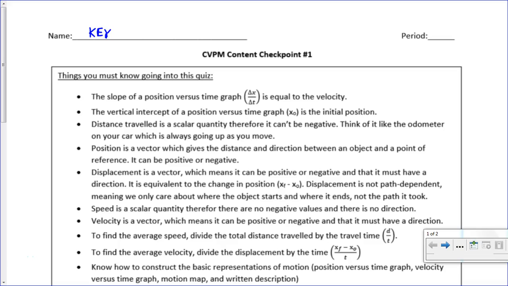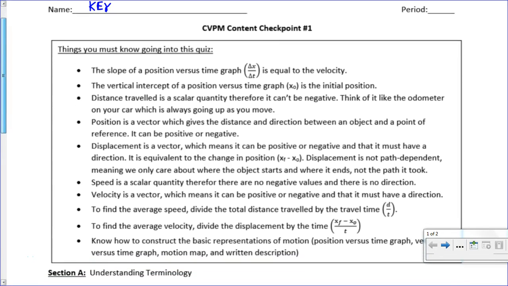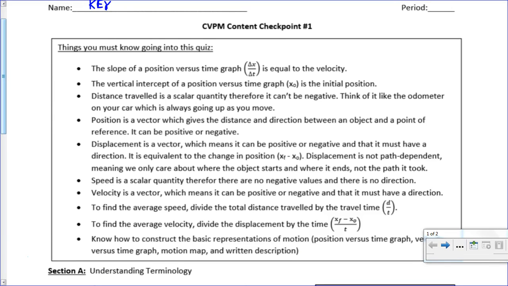Hello, this is a key to the first content checkpoint for the constant velocity particle model. So to start off with, there's a list of things here that you should be familiar with. Make sure that you read through this and that you understand everything on this list. So it's things like knowing the difference between distance traveled and displacement, or velocity and speed.